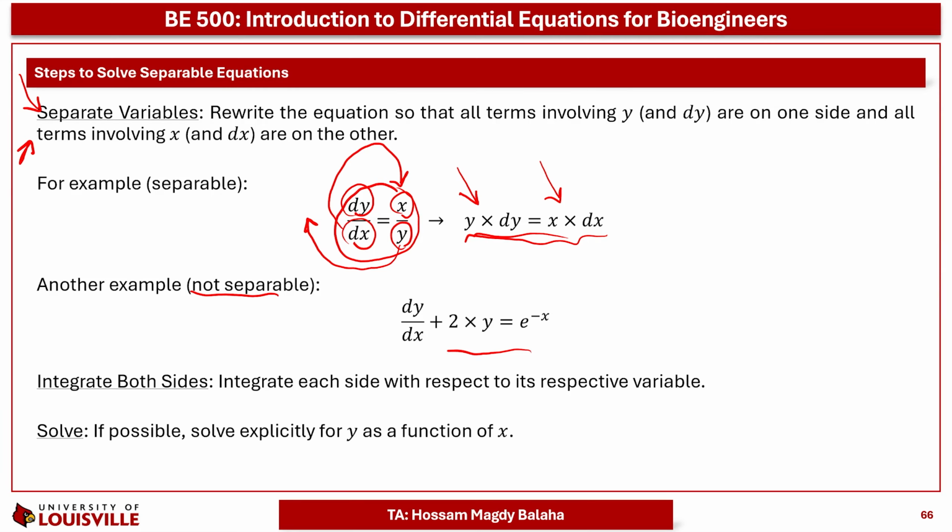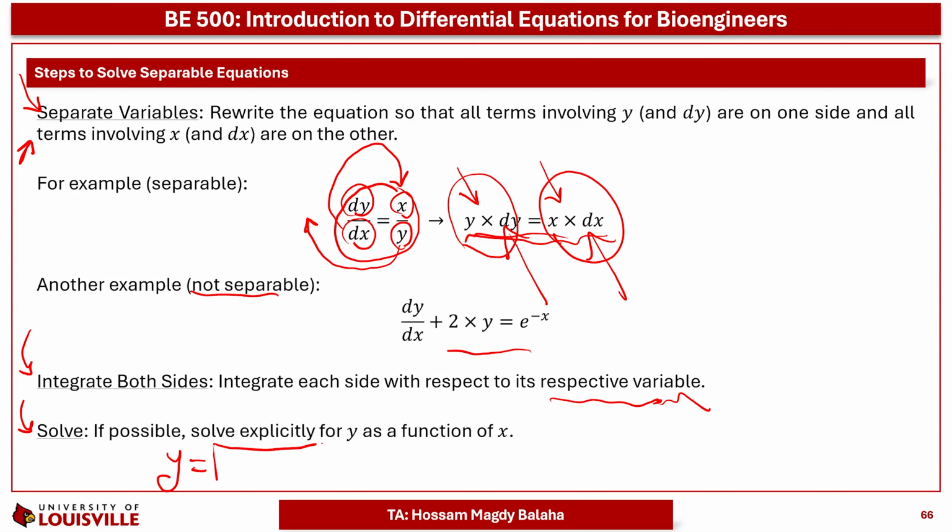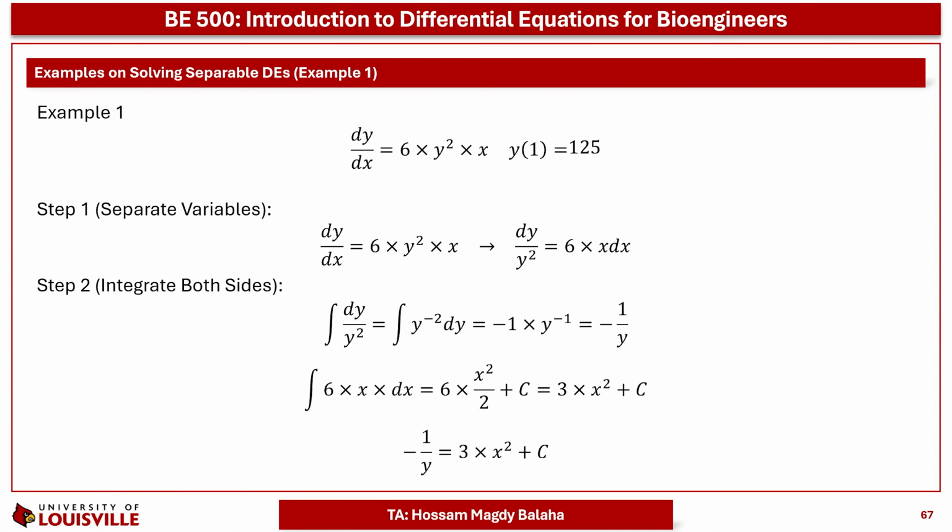After separating the variables, the next step is to integrate both sides with respect to their respective variable. So you will integrate this part with respect to dy and integrate this part with respect to dx. After that, if possible, solve explicitly for y as a function of x, so you aim to get y, for example, on the left side, and the right side will be for x, or the equation of x. Let's try to apply that using this example.